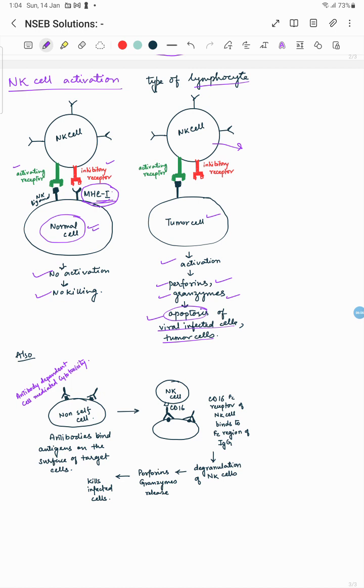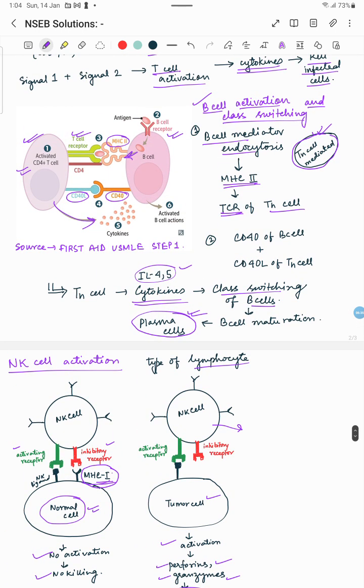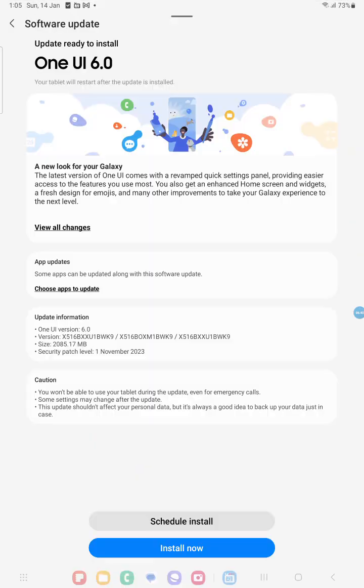Okay. Now coming to another process, which is the antibody dependent cell mediated cytotoxicity, which we call the ADCC. What happens in non-self cells? There are certain antibodies that bind to it, and the CD16 Fc receptor of the NK cell recognizes these antibodies, and then there is degranulation and again release of the perforins and granzymes, and it kills the infected cells. These are the two processes in which the NK cells get activated.